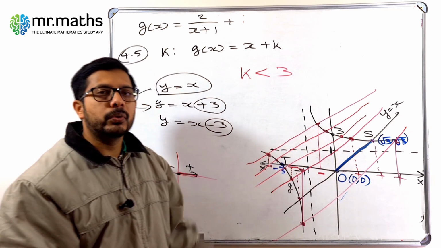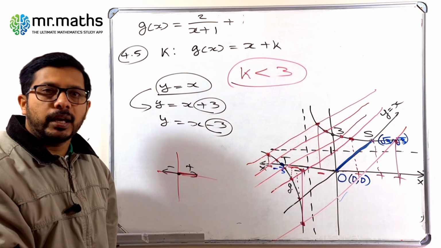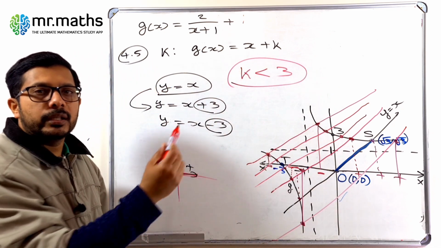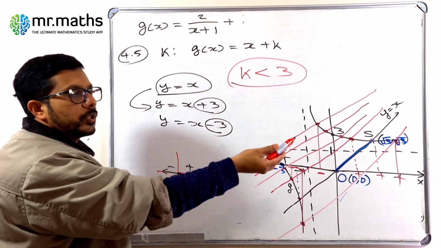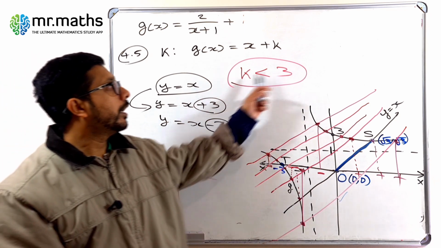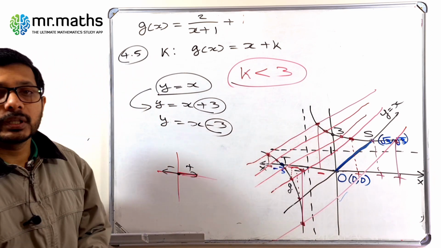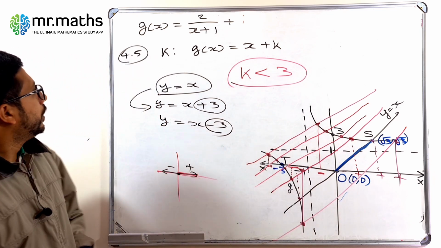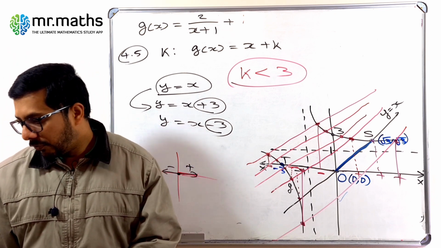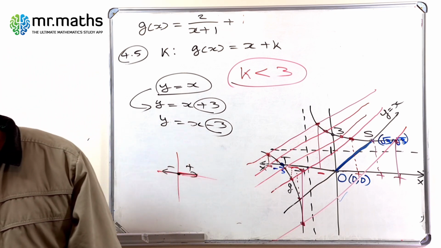Do you understand? So it means that the value of k must be less than 3. Then only you will get two roots, one positive and one negative. So the answer is k is less than 3. That's all. This mark is for how you are thinking. And that is question number 4.5. Now let's go to the next question, number 5.